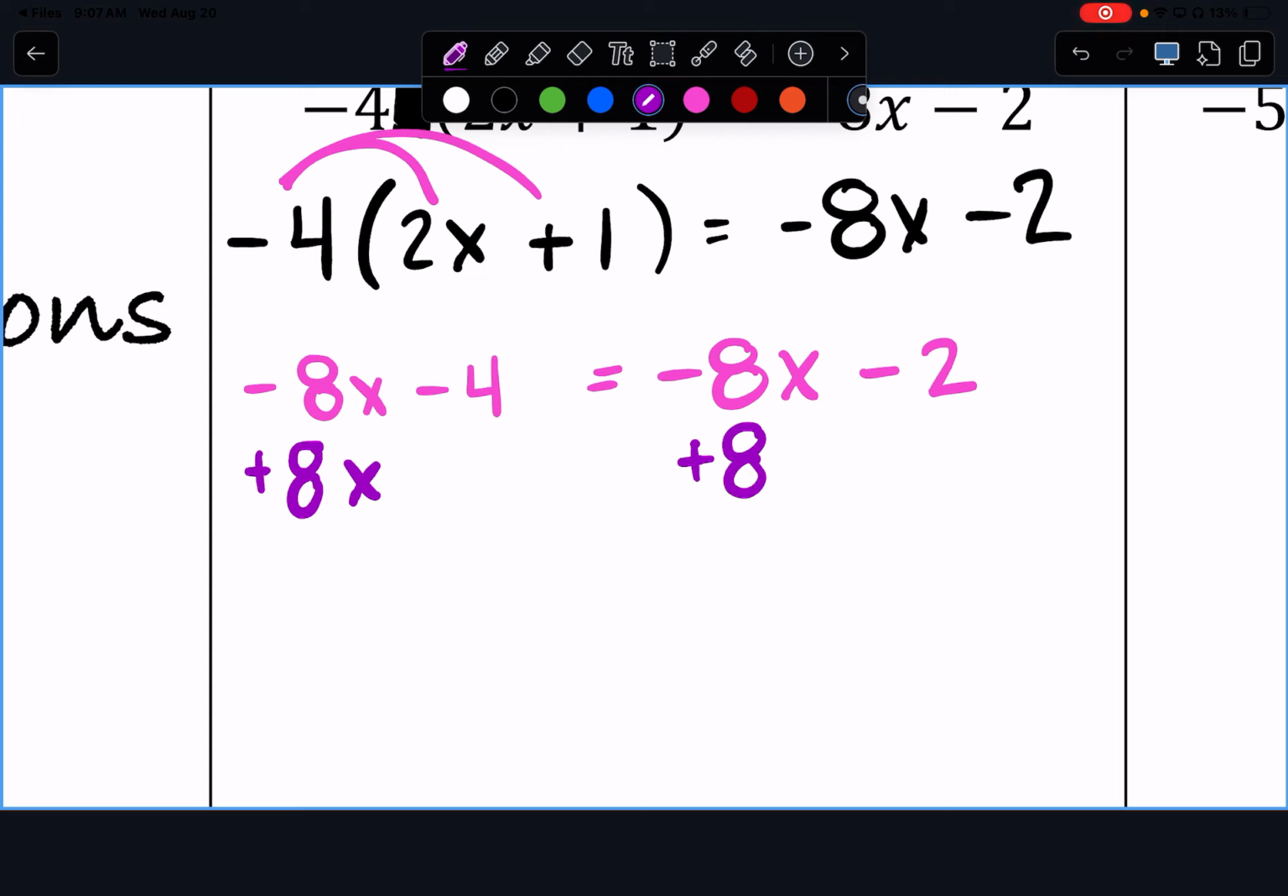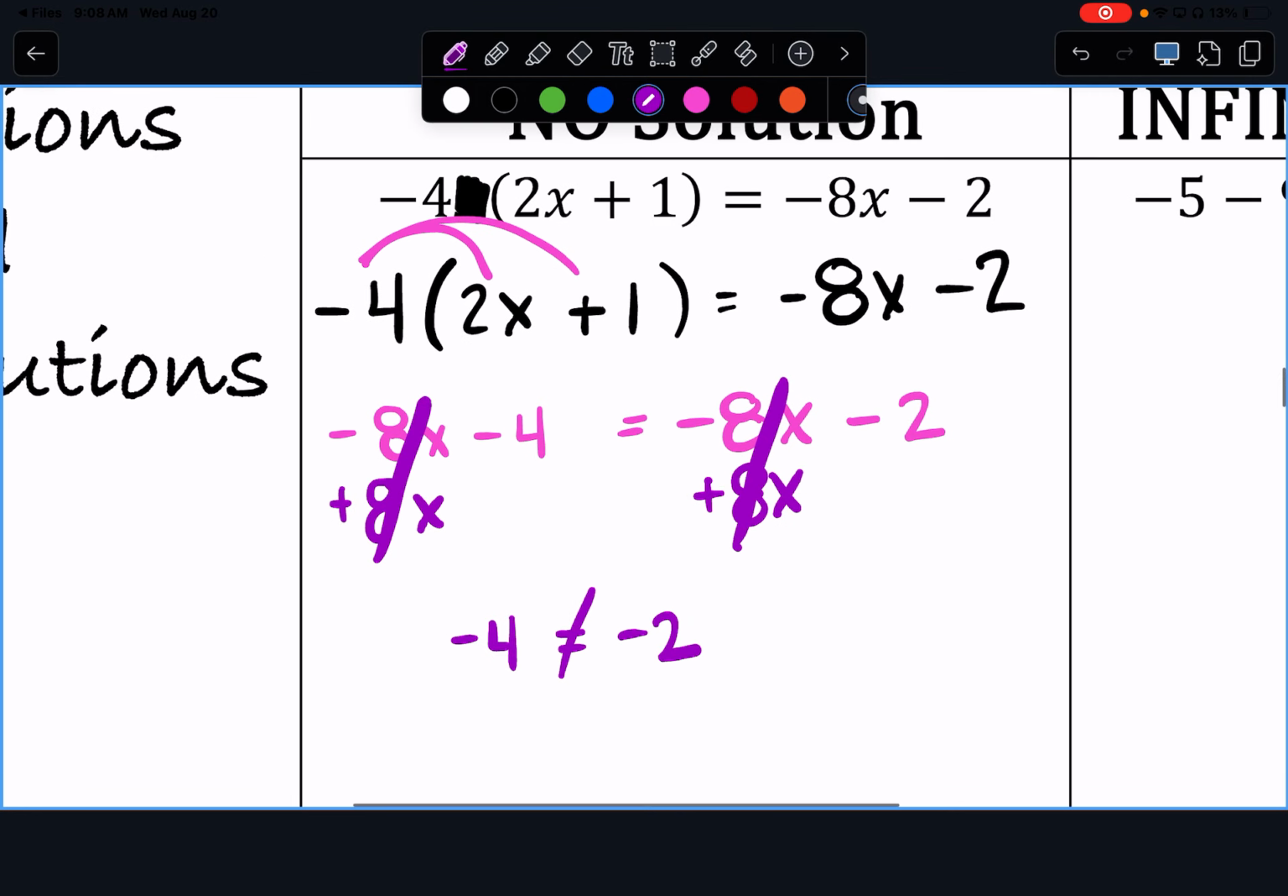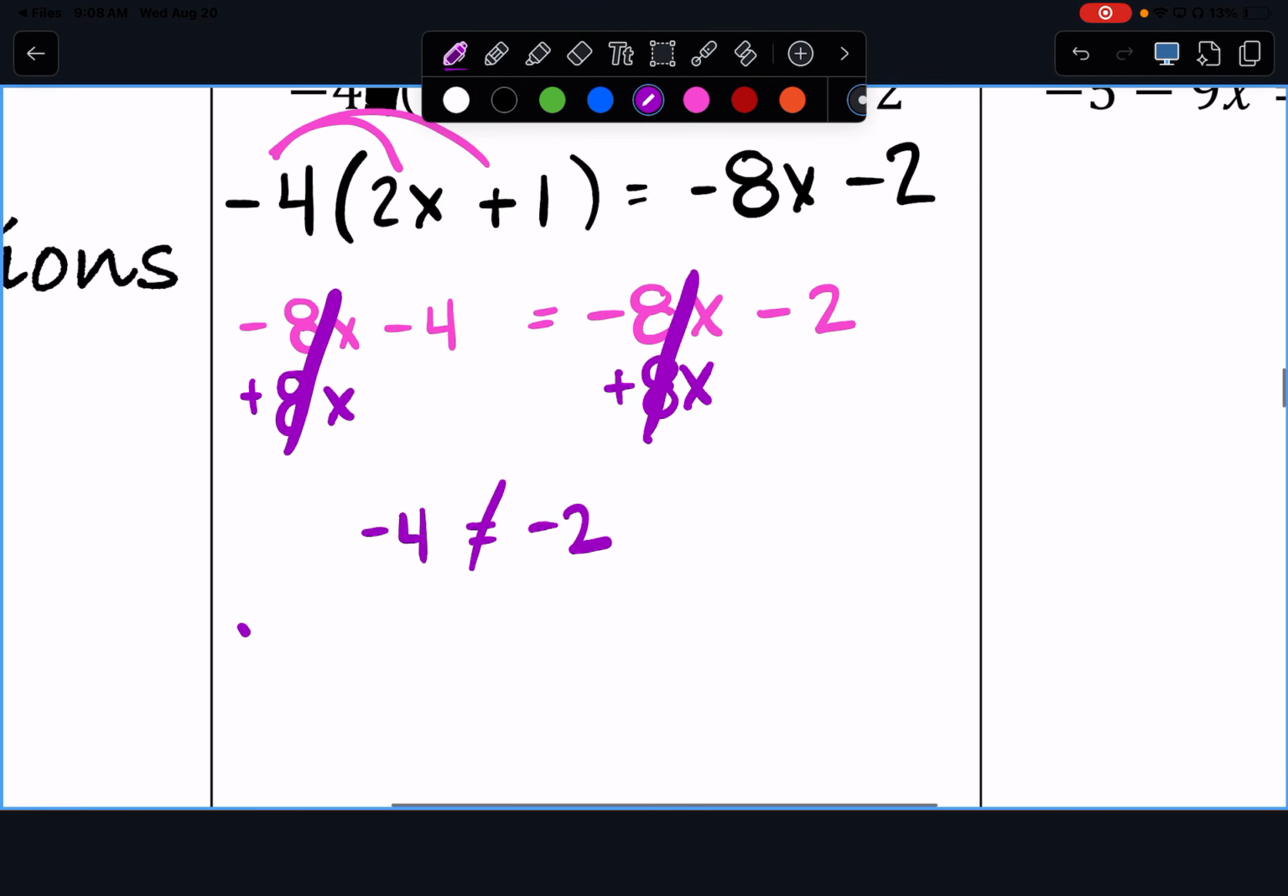What is negative 8x plus 8x? It's just 0, right? So what that leaves us with is negative 4 is equal to negative 2. Is that true? No, that's not true. So if we ever have something that ends in an untrue statement, even if we would have moved the 4, we would have still had to move the 8, and we would have ended up with 0 equals 2. Is that right? No. So if we ever have an untrue statement, that tells us that x has no solution. There is not a value we could plug into that equation to make it true.